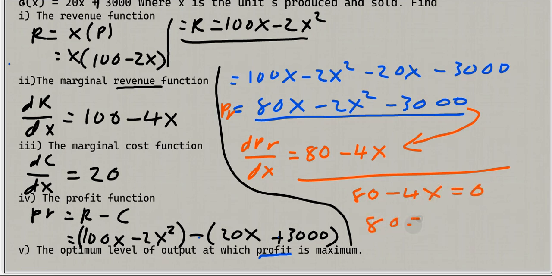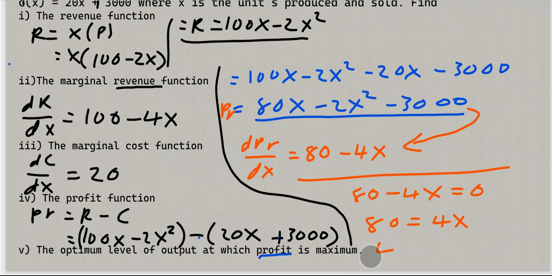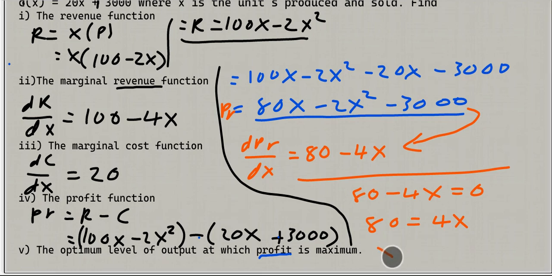So 80 is equals to 4x. When we take 4x to the other side, you get x. So x will be 80 over 4, which is 20. So 20 is the quantity to be produced to maximize profit. So see you next for the integration class.